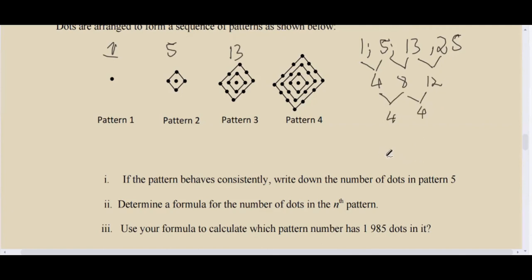Now they're saying if the pattern behaves consistently, write down the number of dots in the fifth pattern. We know the second difference is consistent, so we have our 4 here. 12 plus 4 gives us 16. So to find the fifth term, we say 25 plus 16, and that's going to be 41. So that will be our value for pattern number 5, right? So T5 is equal to 41. And just like that. Now they're saying determine a formula for the number of dots in the nth pattern.